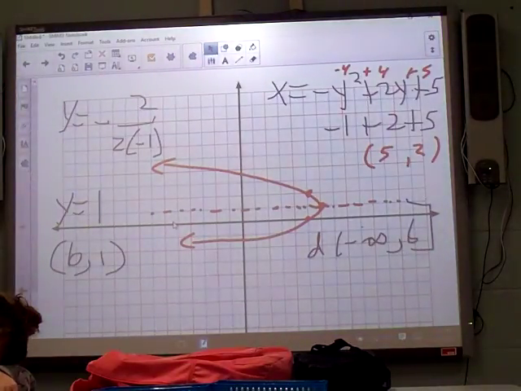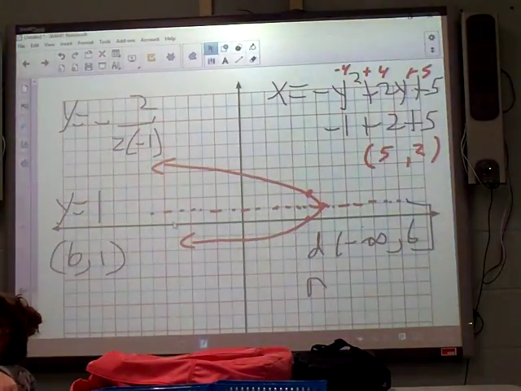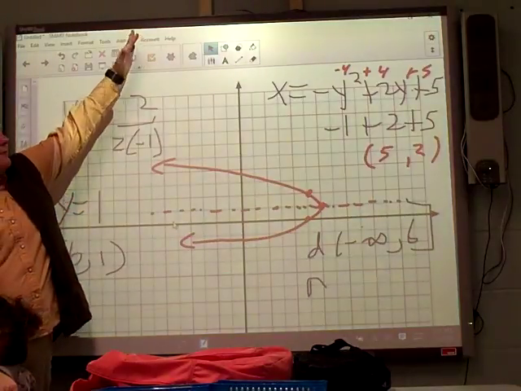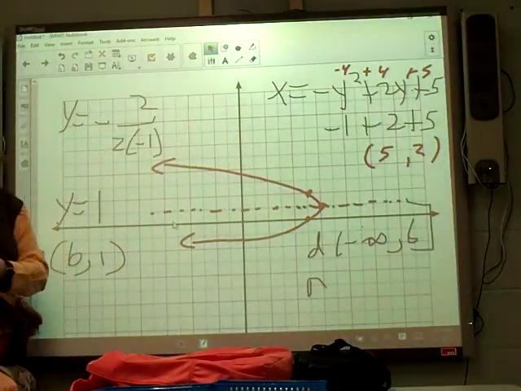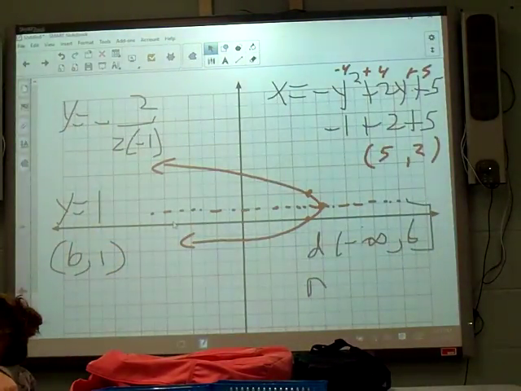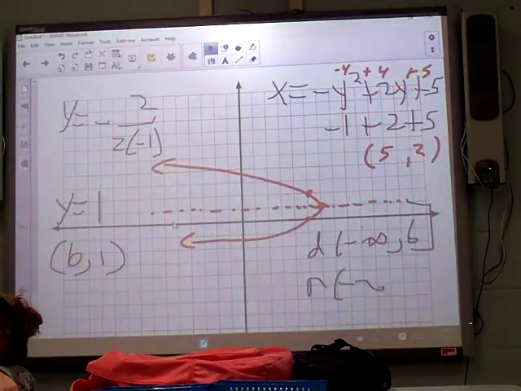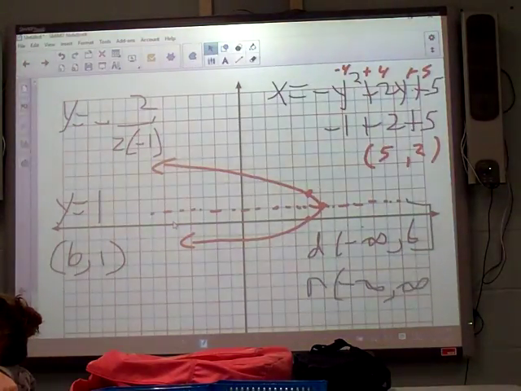This time, though, the range is going to be the one that's always forever, because this is going to keep going up forever, and this is going to keep going down forever. So on a horizontal one, it's your range that's negative infinity to infinity.